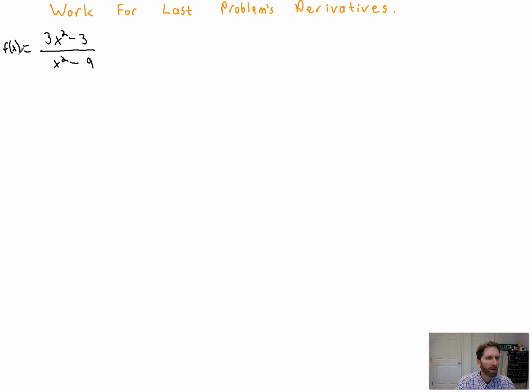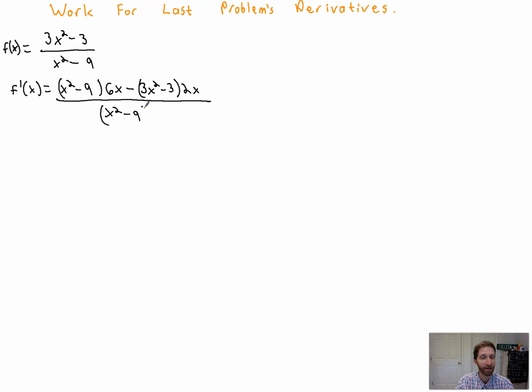A little bit of extra work. So we're going to do the quotient rule here. Ugh, I know, right? We got this. F prime is equal to the bottom times the derivative of the top. So the x squared minus 9 times the derivative of the numerator, which is 6x, minus the top, 3x squared minus 3, times the derivative of the bottom, which is 2x, all over x squared minus 9 squared. Okay. Now, before we get all crazy and say, oh my gosh, that's terrible, let's just write this out and see what we end up with.